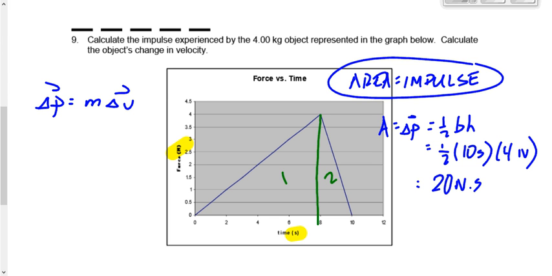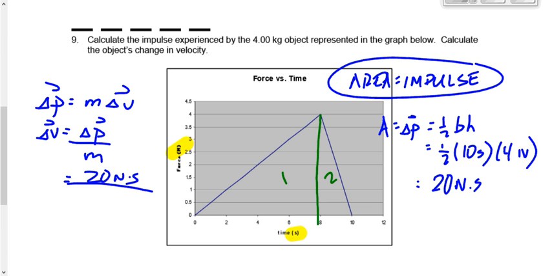I'm going to give you a question probably tomorrow or the next day as a little review question. You are so going to be tempted to use F times T. I'm telling you right now, don't use F times T. Okay, you're allowed to use M times delta V, not F times T. Let's calculate delta V here now. Delta P over M. What's delta P? 20. We just found it.